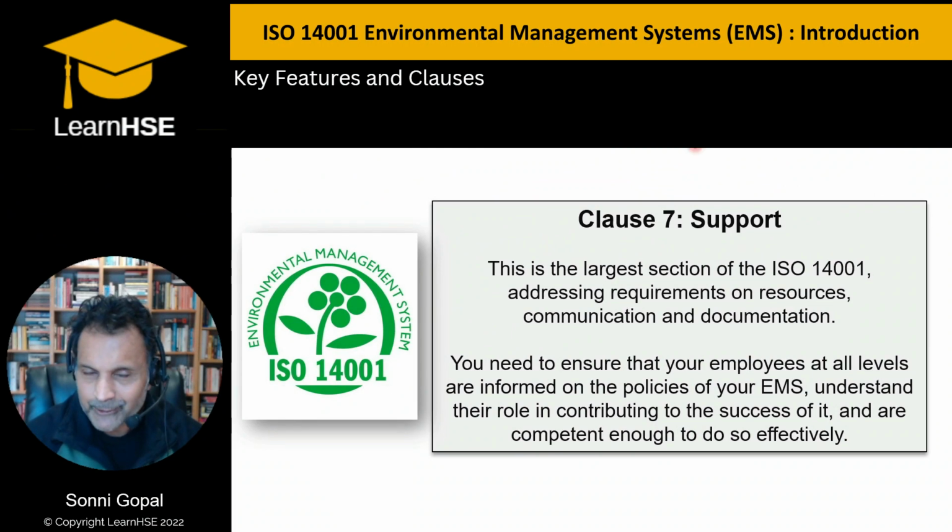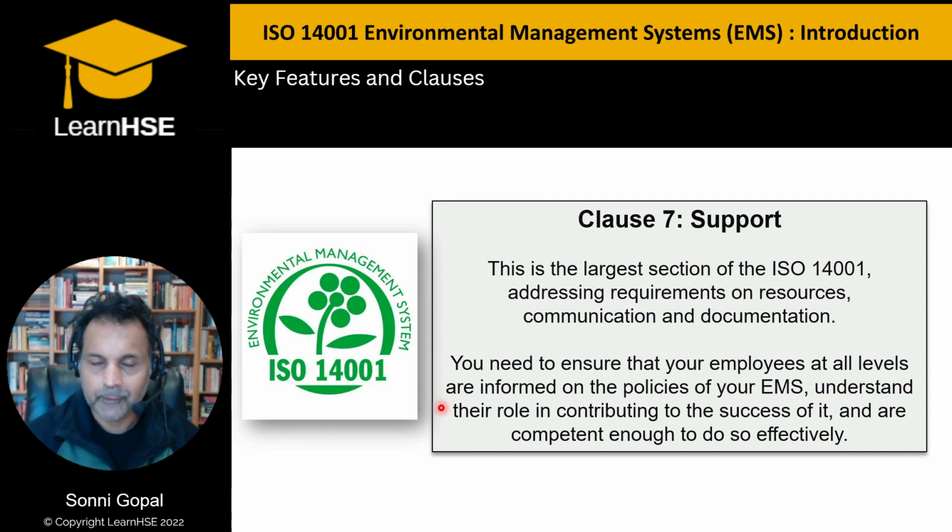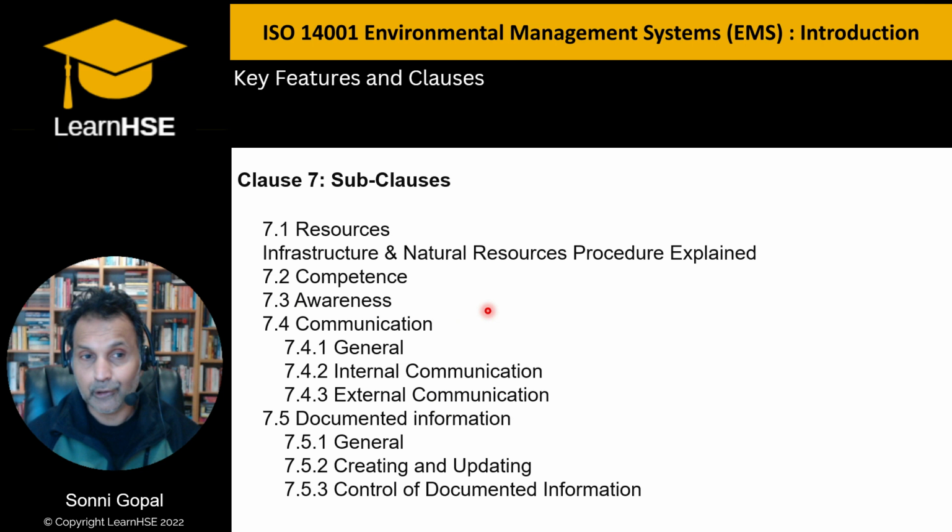Getting heavier but lighter at the same time, we're now into clause 7, so we've done 4, 5 and 6. In clause 7, this is the largest section of the standard, and it addresses requirements on resources, communication and documentation. You'll need to ensure that your employees at all levels in the organization are informed of the policies of the management system, and they understand what their roles and responsibilities are to help contribute towards the environmental management process. Here we can see a breakdown of the clauses and the sub-clauses and the sub-sub-clauses. If you thought clause 6 was hard enough in terms of sub-sub-clauses, we have a lot more here.